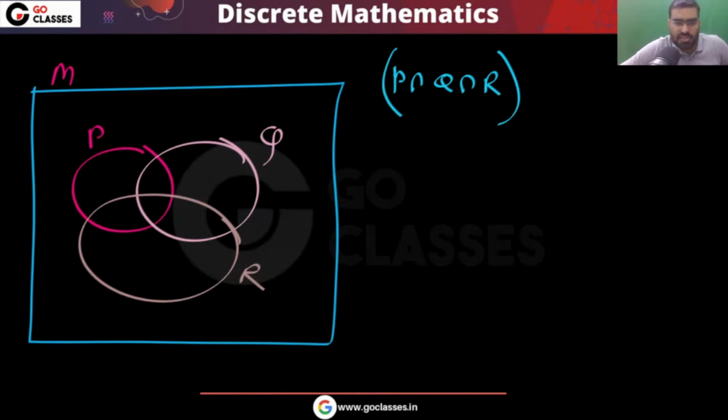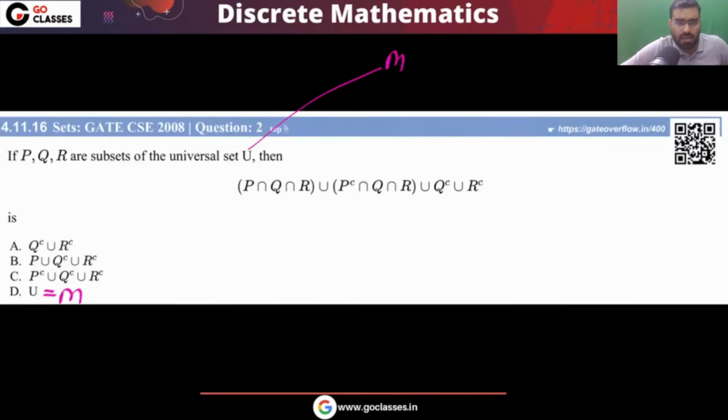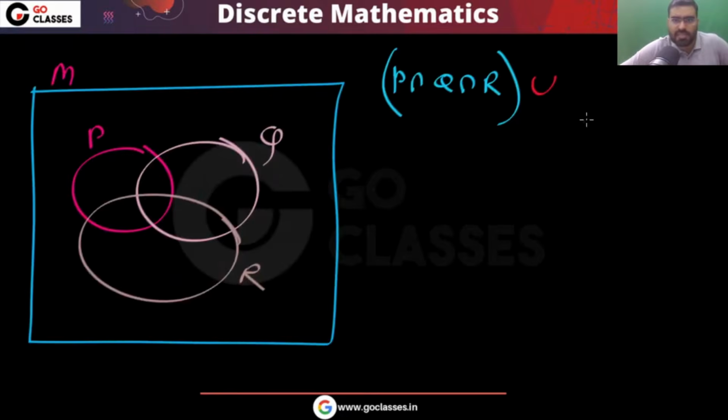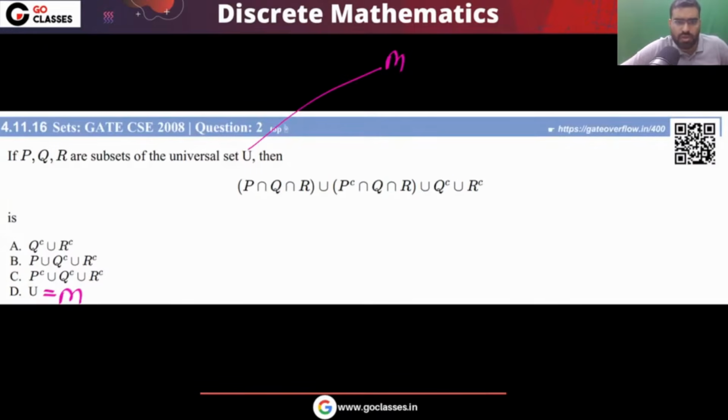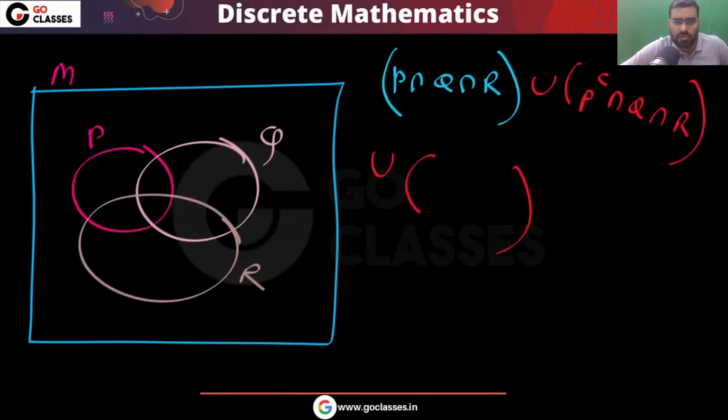Okay, then what is the question asking? It is asking union P complement intersection Q intersection R. Okay, then the question is asking union Q complement, union Q complement. Then the question is asking union R complement. Okay, so this is what the question is asking.